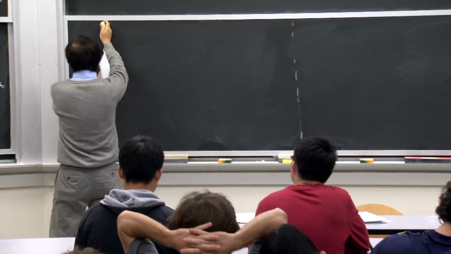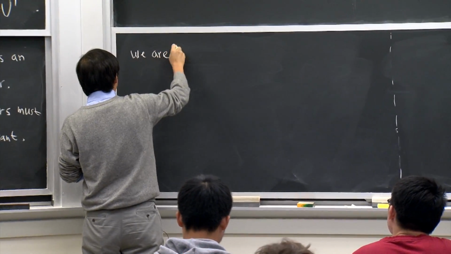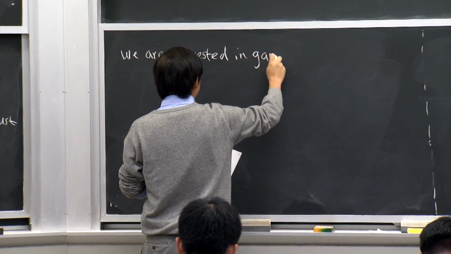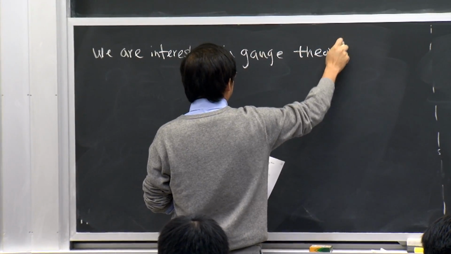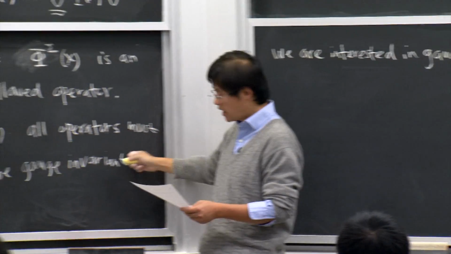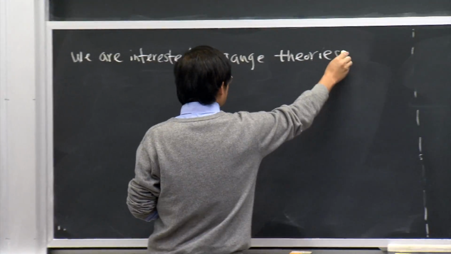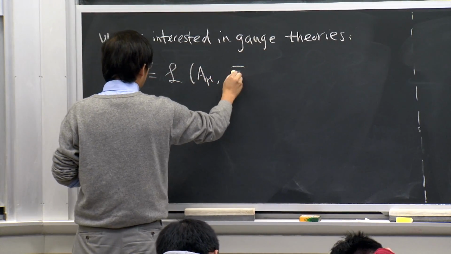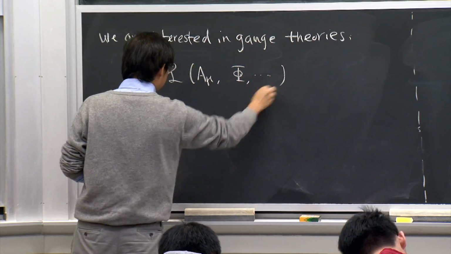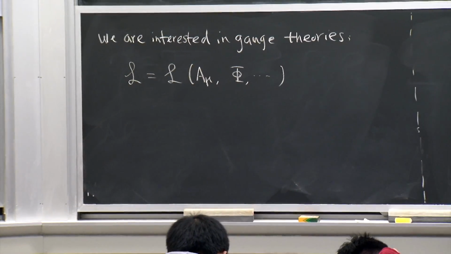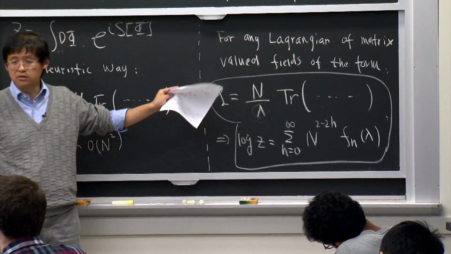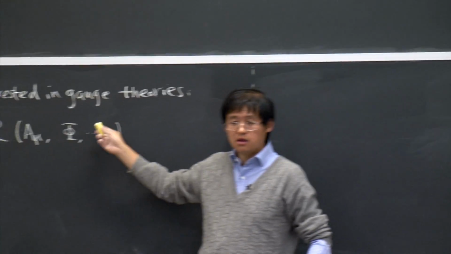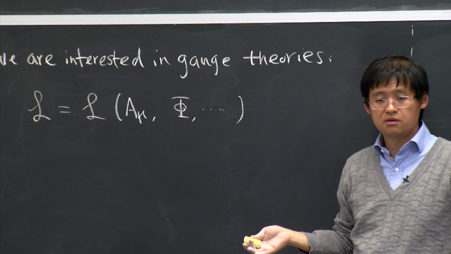So we are interested in gauge theories. That means we are always interested in gauge invariant operators. The kind of Lagrangian does not matter. You can have the gauge field, you can also have some other field, say some matrix phi, etc. As far as the Lagrangian is of this form, it's okay. We only consider Lagrangians of that form, but you can have an arbitrary number of fields with arbitrary kinds of interactions.